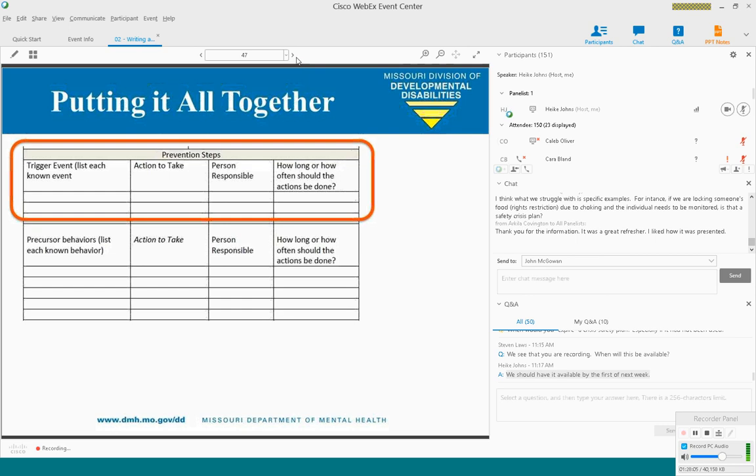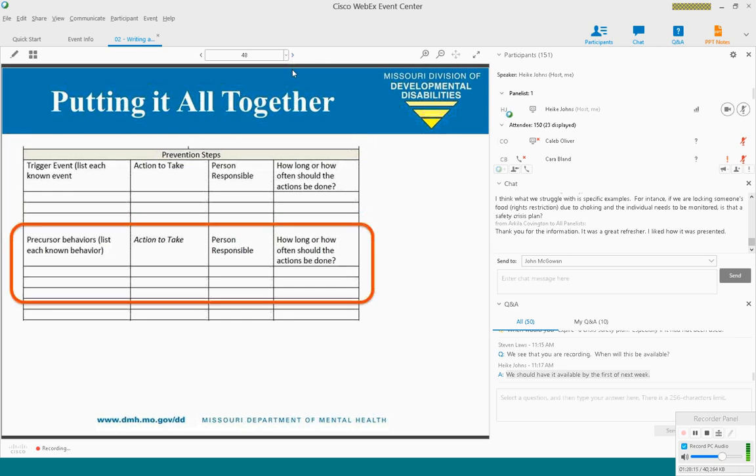So that's an example of what to do to prevent a trigger event from occurring and what to do to respond when a trigger event has occurred. Next, we talk about precursor behavior. Again, these are those things that let us know that we're on the path towards out of control and that the person is struggling to cope with this situation. Same sort of format. So listing out what those precursors are that contribute to out of control situations and what do we do about them? Who's supposed to be doing it? And how long, how often, how much of it should be done?